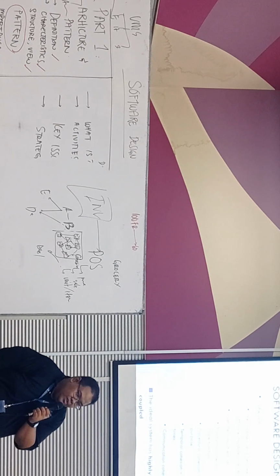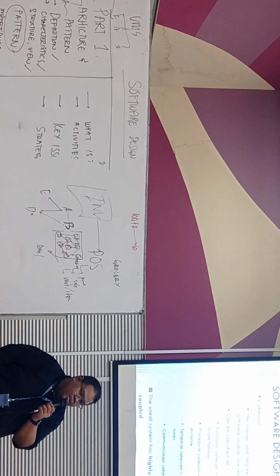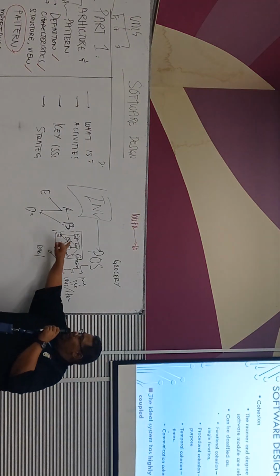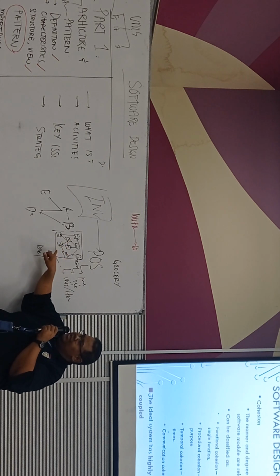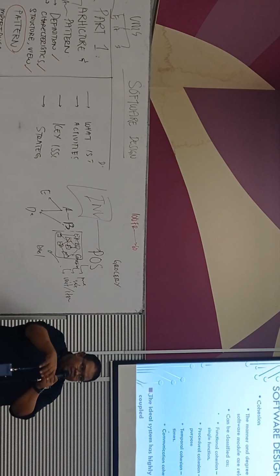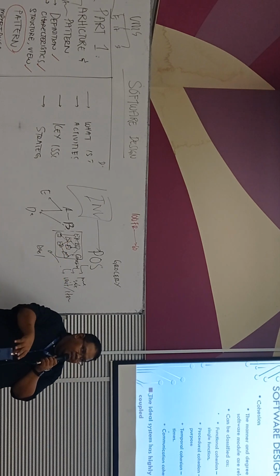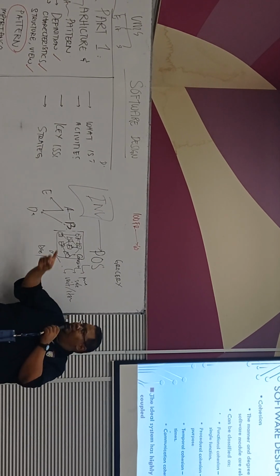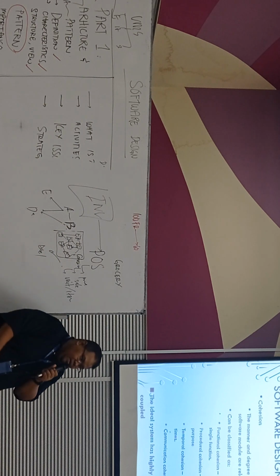Right? Procedural cohesion. The tasks work procedurally in steps to achieve the unit's purpose. For example, like this. This can be considered as procedural cohesion. Different classes with different functionality work together step by step in order to achieve the objective of B.